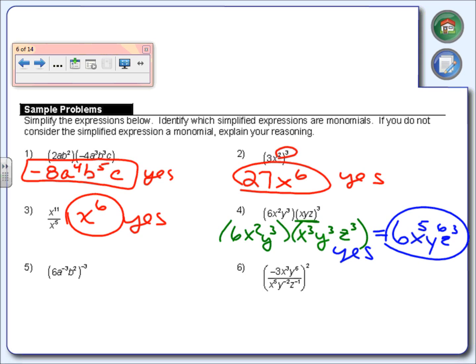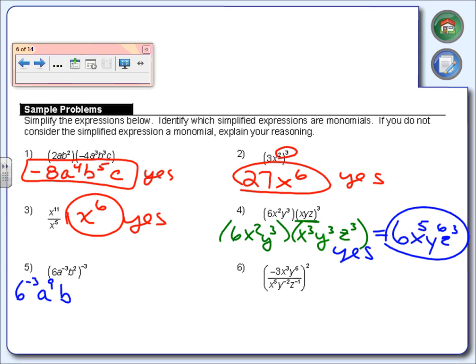Number 5. We got 6a to the negative third power, b squared, and all of that needs to be taken to the negative third power. So, starting with the 6, I'm going to do 6 to the negative third. Now, we're going to fix that in a minute, but for right now, I'm just going to leave it as 6 to the negative third. I'm going to move on to the a. I've got a to the negative third to the negative third. The rule says we multiply those two exponents together. So what are you going to get when you multiply negative 3 times a negative 3? Positive 9.